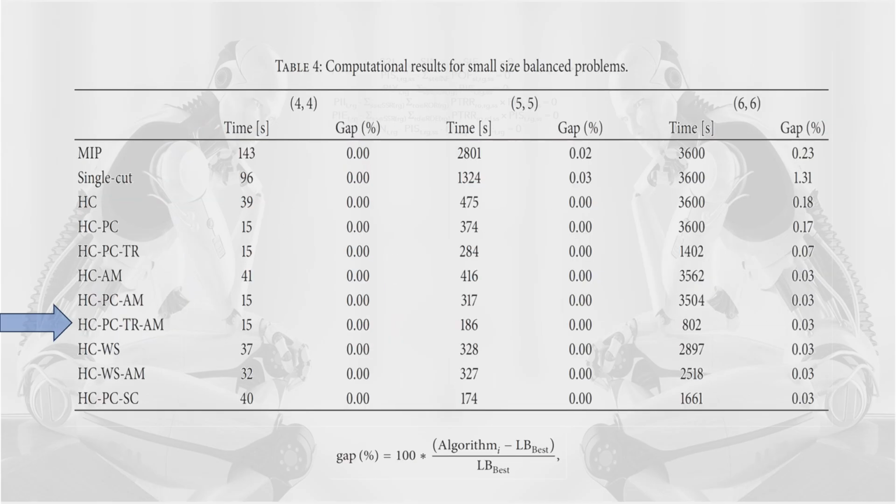The table shows the average computational results for small size balanced problems. It shows that, for small size problems, almost all combined strategies solve the model to an acceptable tolerance level in less CPU time than MIP does, which implies that enhanced L-shaped methods are superior to MIP for small size problems. The percentage of the gap is equal to 100 multiplied by the difference between the algorithm value and the best value, divided by the best value. Overall, the HCPCTRAM experiment produces the best results.